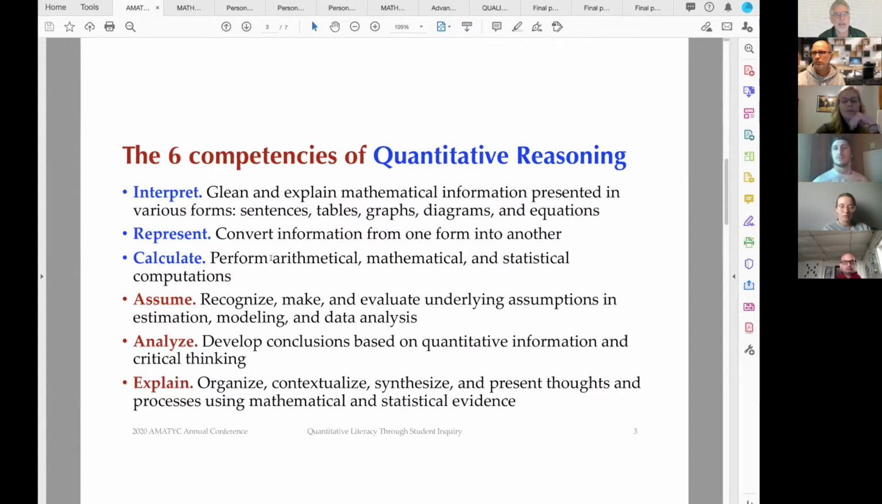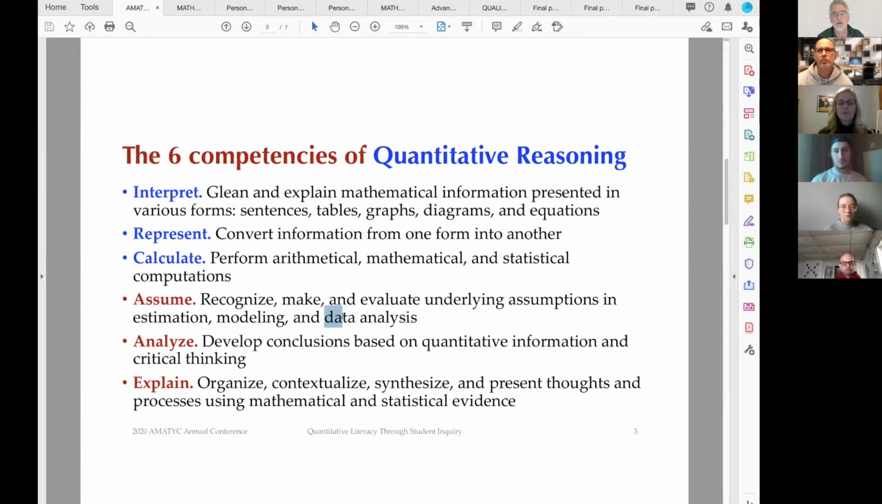And of course, there's calculations. There's arithmetical calculations and more sophisticated mathematical and algebraic calculations, and statistical computations are done too. Now, some features that are definitely new for students, in addition to interpreting and representing, is actually focusing on the assumptions. Can students recognize, make, and evaluate the underlying assumptions when estimations are being done, when modeling is being done, when data analysis is being done?